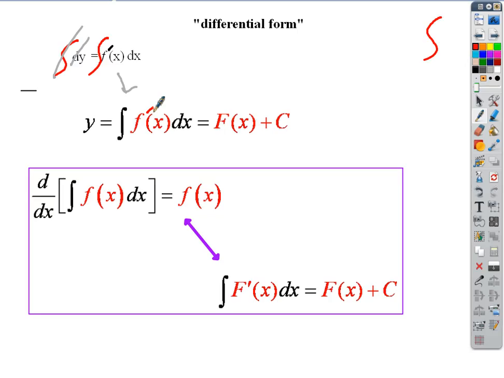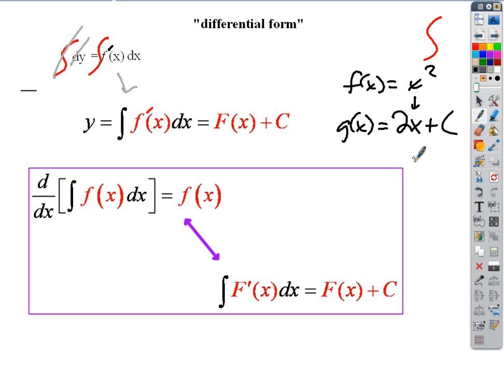If I took, for example, f of x equals x squared, and g of x equals 2x plus c, those two functions are related. Going in this direction, g of x is the derivative of f of x, and f of x is the antiderivative of g of x. Does that make sense? Yeah, it does.